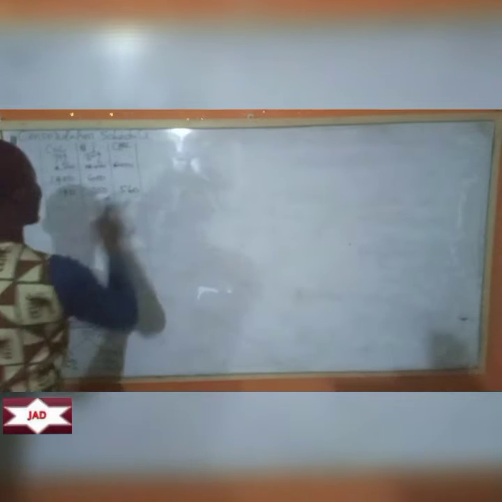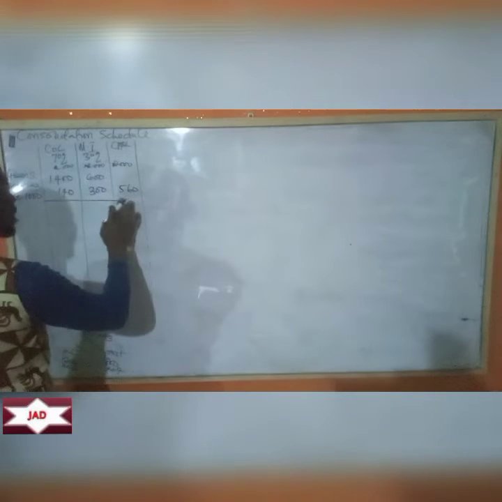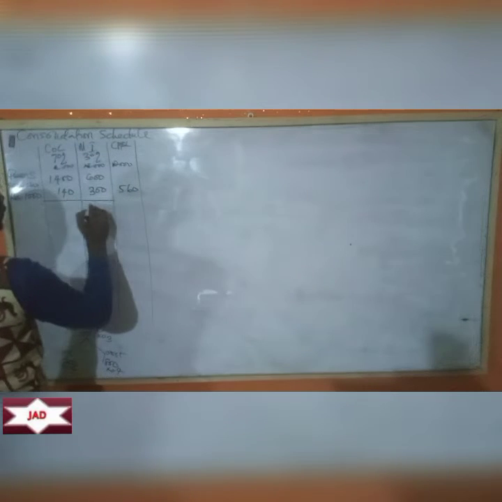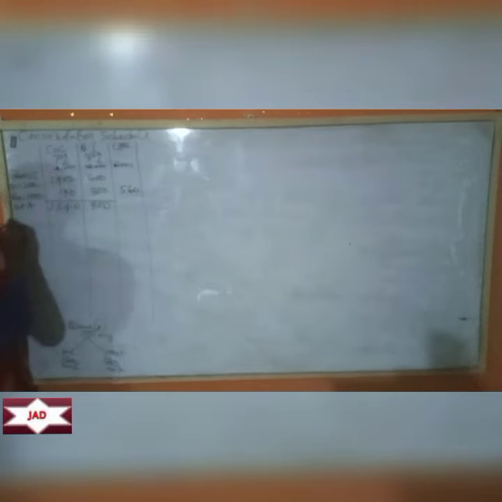So if you add this and this, what do you have? 140 plus 560 plus 300 is 1,000. Okay? So we have 1,000. So if you add this up, this is 900. This is net asset acquired. So we have cost of investment, right? What is the cost of investment?